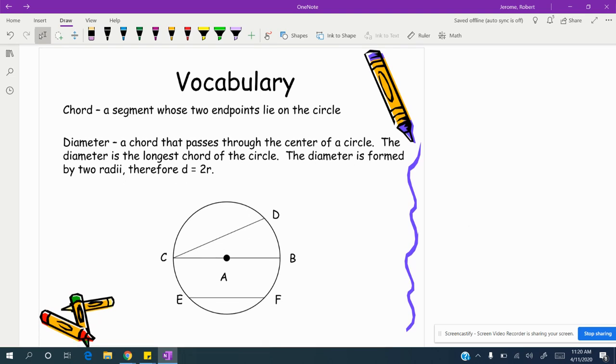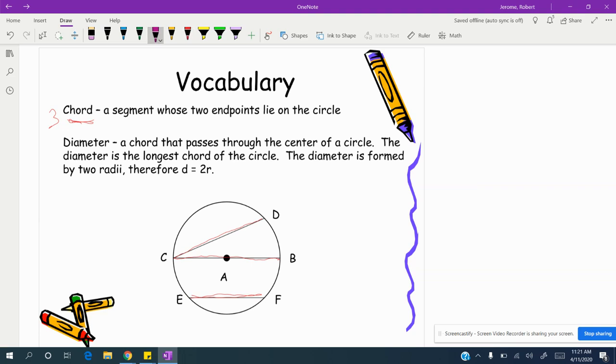So again, moving forward in some vocabulary here. We have a chord. A chord, by definition, is a segment whose endpoints lie on the circle. So if we look at our example here, we've got three chords. We've got CD as a chord, CB is a chord, and EF is a chord. So a chord always lives inside the circle, endpoints on the circle. So we have three chords in this figure.